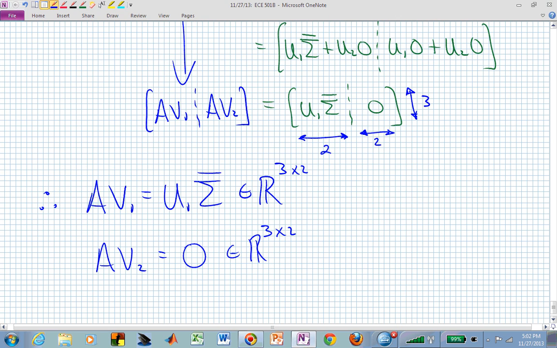And what are the columns of V1? Well, they're the orthogonal complements to the columns in V sub 2. So if V2 spans the null space of A, V1 spans the orthogonal complement to the null space of A, or null space of A perp.